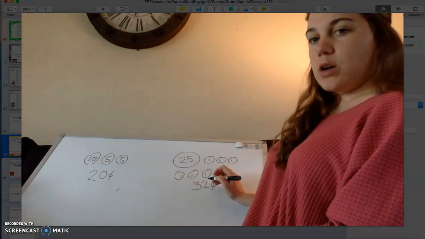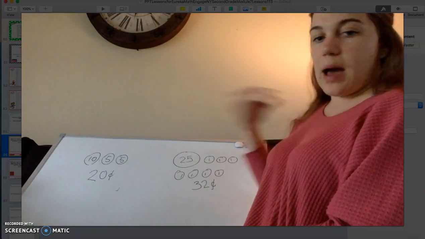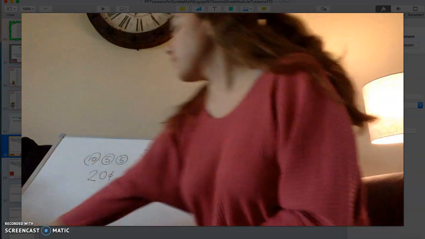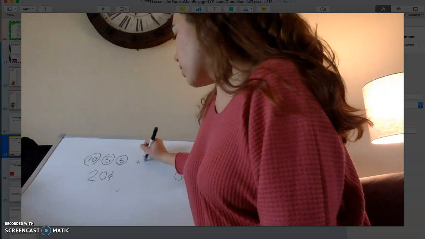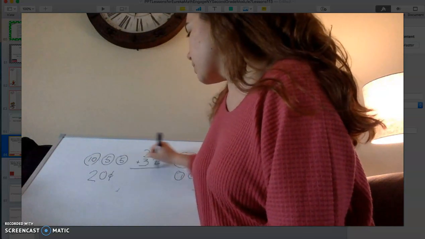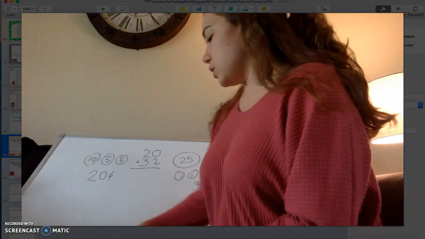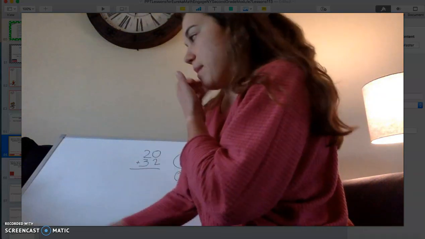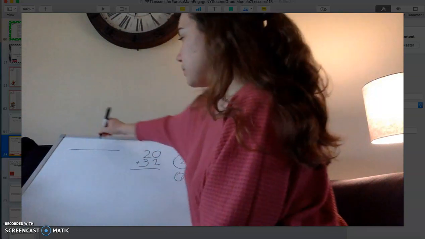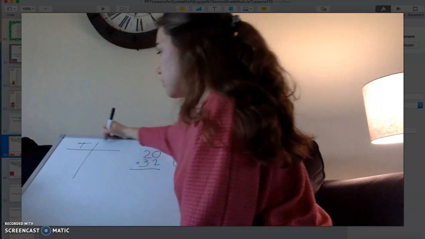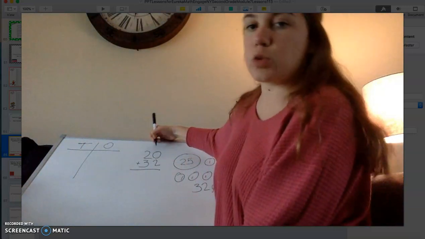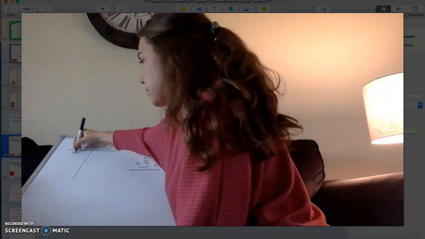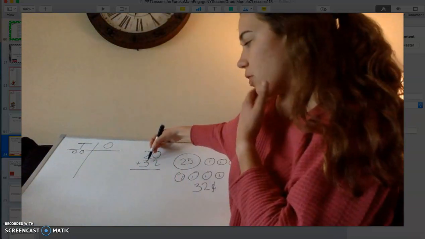But now they want us to figure out how much they have all together. So we have to add 20 and 32. So if I erase over here, I can make my place value chart. And at first I'm going to show 20. So how many ones are there? Good, 0, and there's 2 tens. Now I need to add 32.